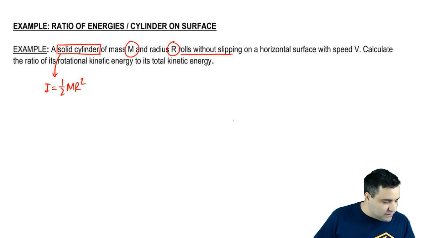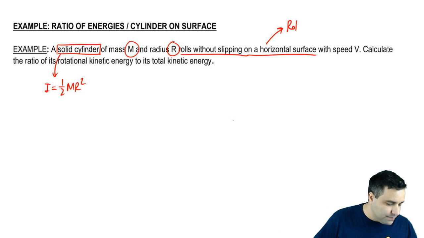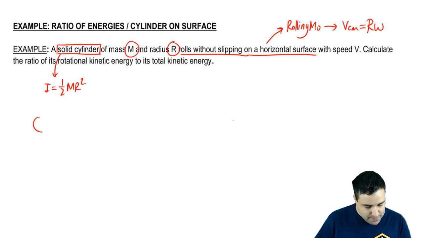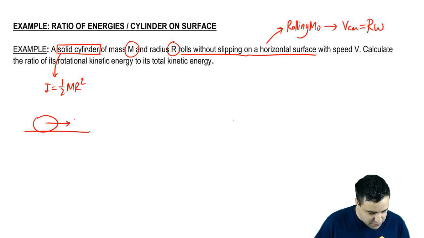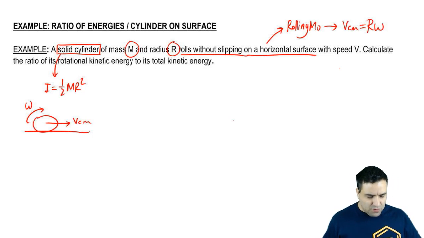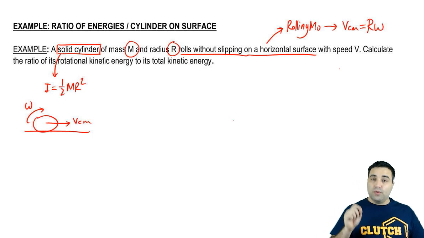It rolls without slipping on a horizontal surface. This is called rolling motion, and it means I can use this equation: VCM equals R omega. Okay? Because it's rolling like this, VCM is tied to omega. All right. I want to know the ratio of its rotational kinetic to its total kinetic energy.